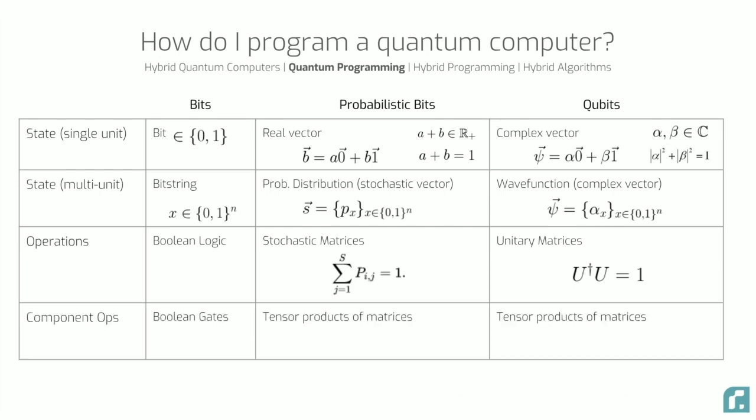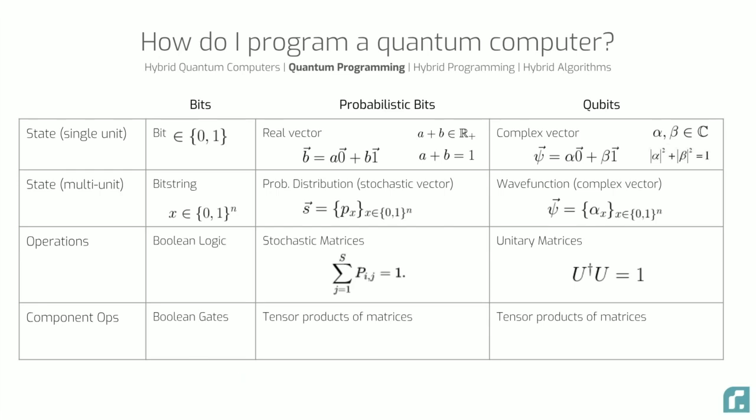The last thing is how do we think about composing operations? In the regular case, we don't just have Boolean logic. We've got gates, specifically XOR and AND. In the probabilistic bit case, we can take a single matrix that applies to a few probabilistic bits, and we can tensor product it with others to get a larger operation. And it's the same thing in the quantum case. So you actually build up full computations by tensor products of all of these different types of unitary matrices.